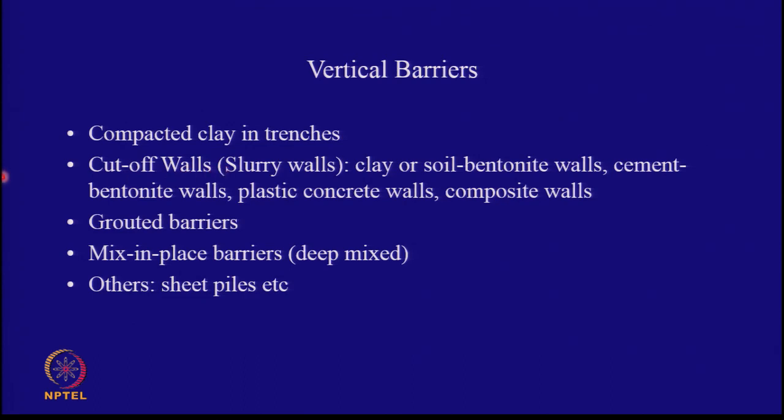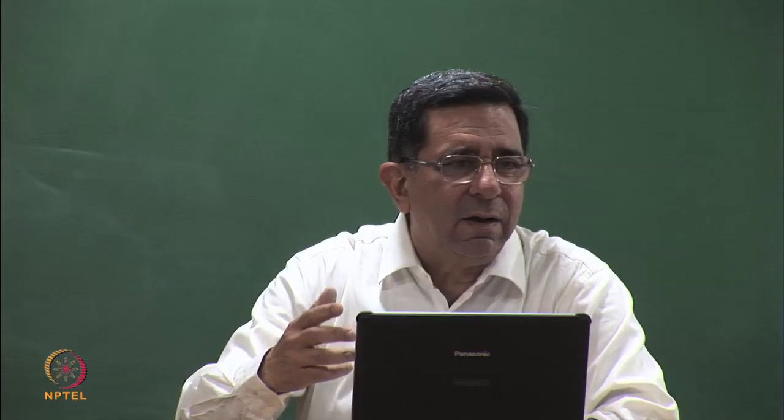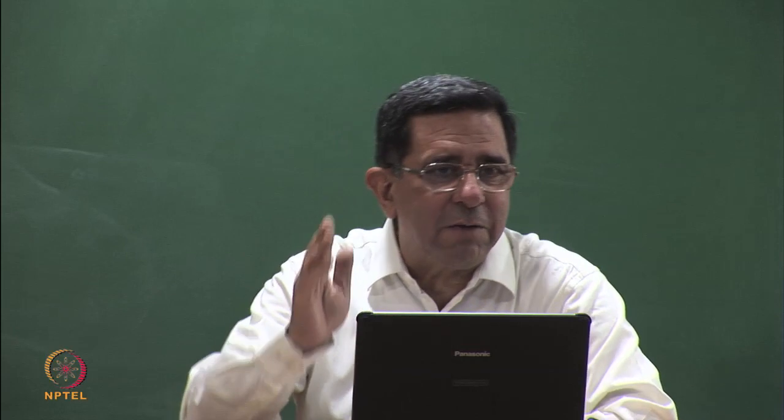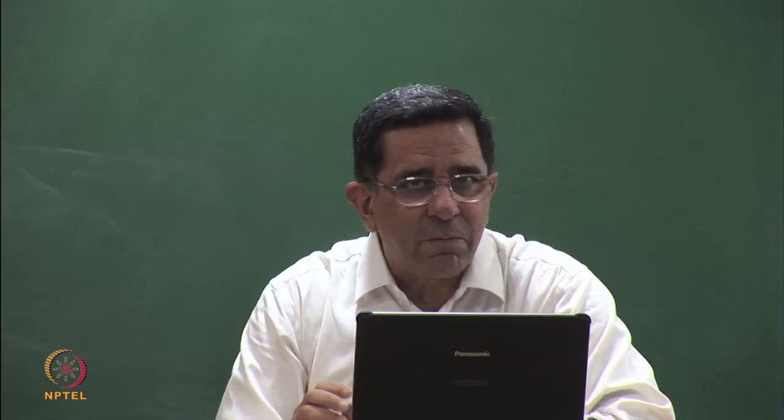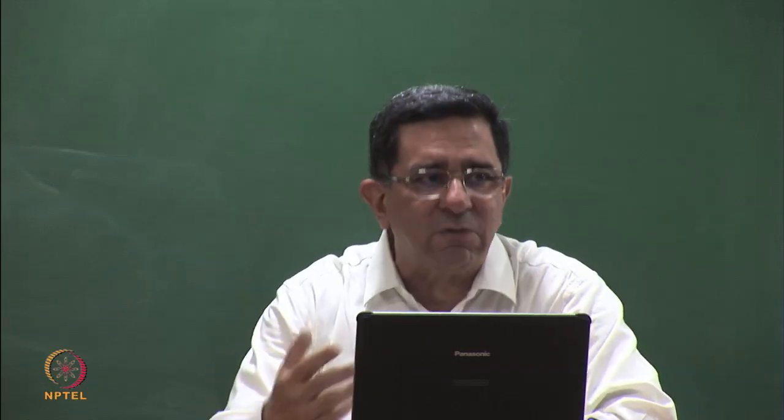Now the word that you're going to come across again and again is slurry walls. They call them slurry walls. Everybody seems to think they are made of slurry. They are not made of slurry. They are only stabilized with bentonite slurry. So please don't think that a slurry wall is made of slurry.